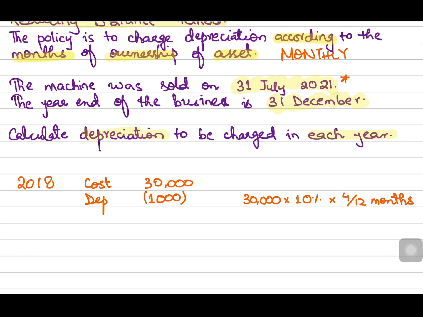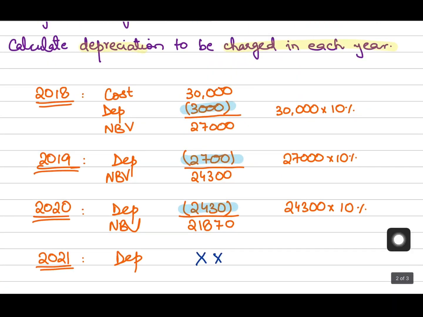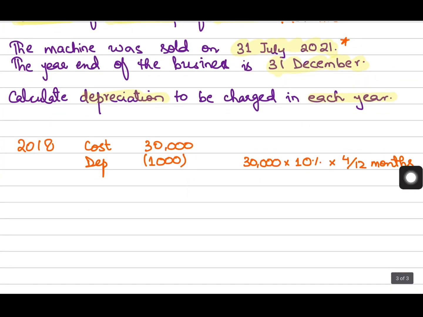In the previous example, when we were following the full year policy, the depreciation charge in the first year was $3,000 because that was for the full year. But right now I am just charging depreciation for only 4 months. That is why my depreciation in the first year is $1,000 only. This means that my net book value is $29,000.